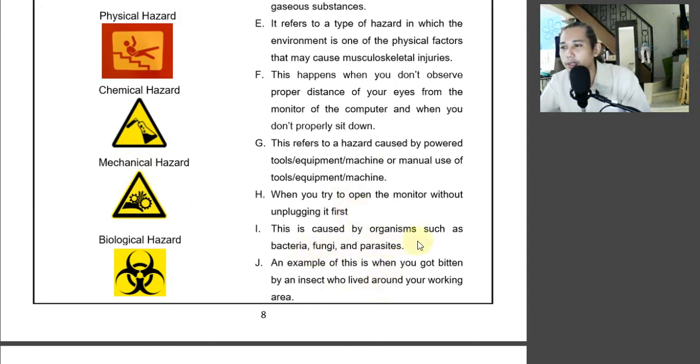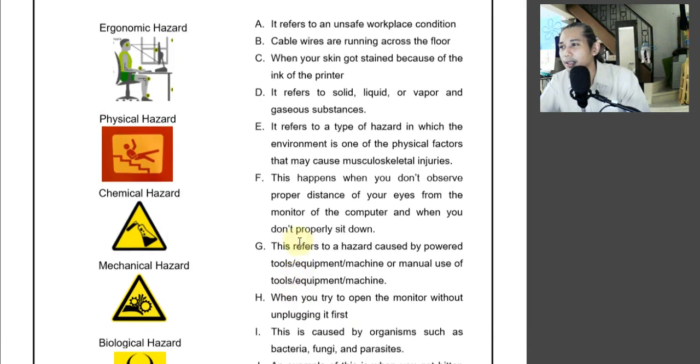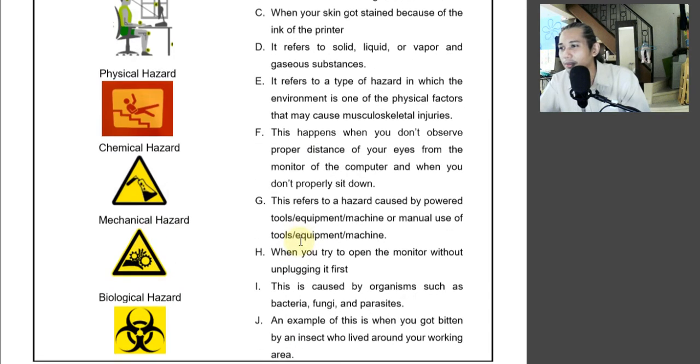This is caused by organisms such as bacteria, fungi, and parasites. So, it is a biological hazard because it talks about bacteria, fungi, and parasites. An example is when you got bitten by insects that live around the working area. Halimbawa, may bubuyog sa lugar na nakagat ka. So, it is related to an insect, so it is a biological hazard. Naiintindihan nyo sana. So, those are the things we have in this lesson.